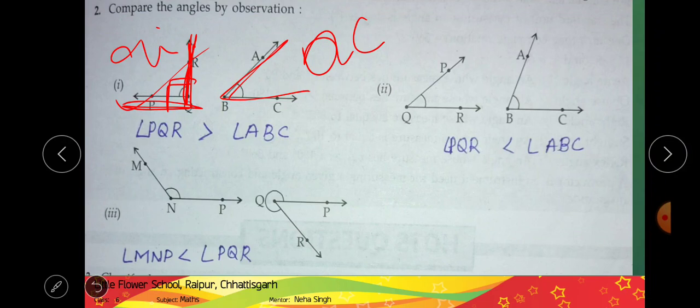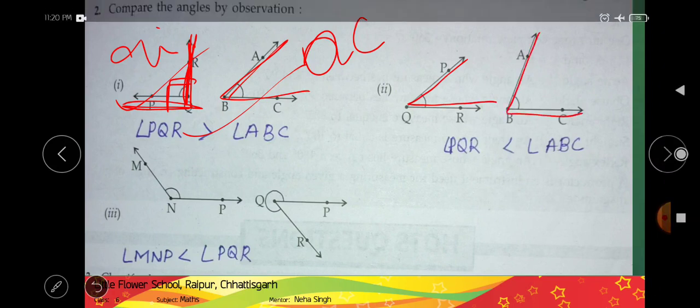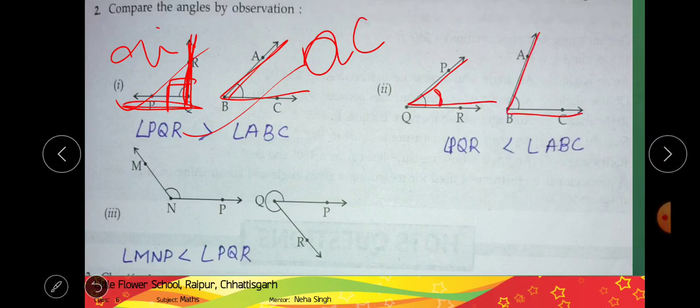So like this you are going to write this, right? Completing. Next, again see the second, what is it? We can see this is again acute angle and this is also acute angle but this angle is less than this angle, right? So angle PQR is less than angle ABC, so we will write PQR is less than ABC, right?